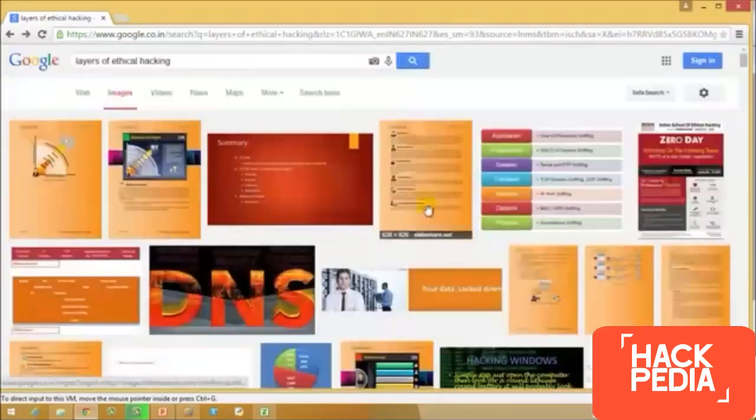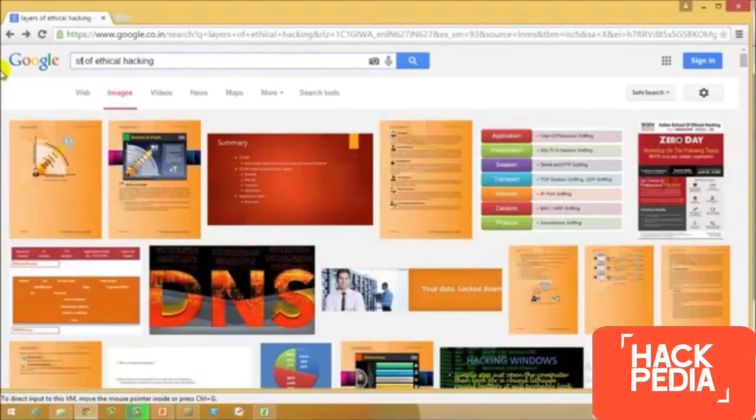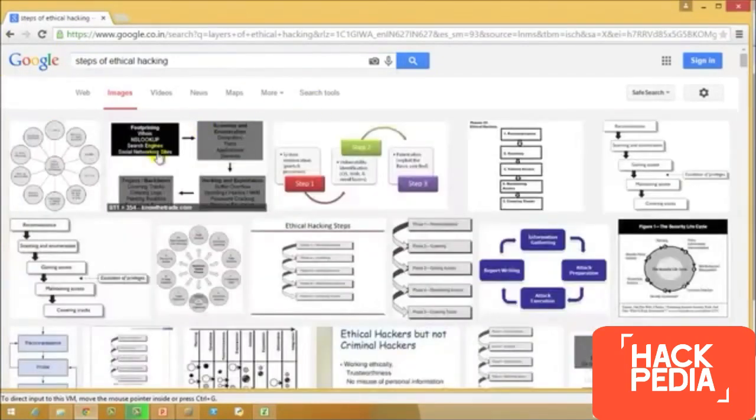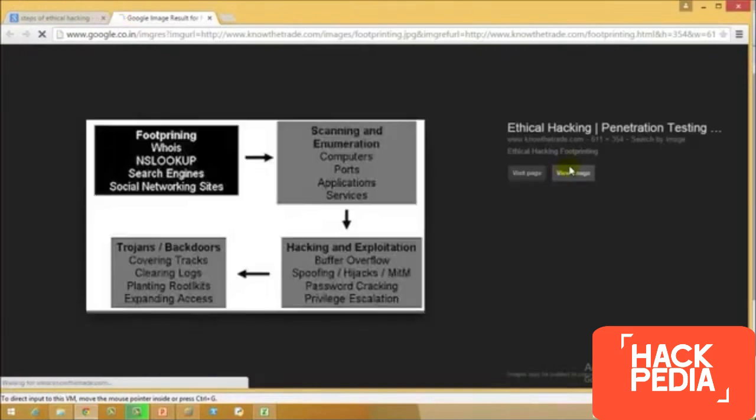So let me check. Okay, I think it's showing the layers of OSI. So I'll just type steps of ethical hacking. Perfect. Okay, so these are the things which we'll go through once we go into detail on ethical hacking.